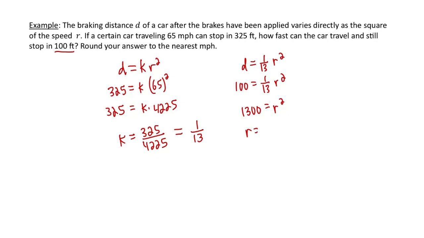And so r equals the square root of 1,300, which if you use a calculator, you will get, let's see, I got 36.0555128... just some decimal that goes on and on forever. So this is approximately 36, and that would be miles per hour.